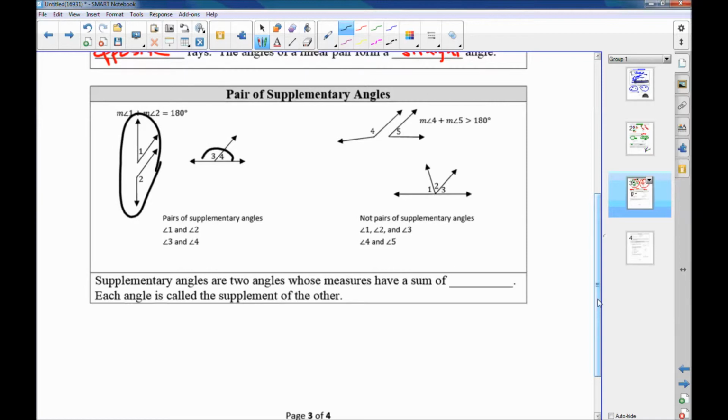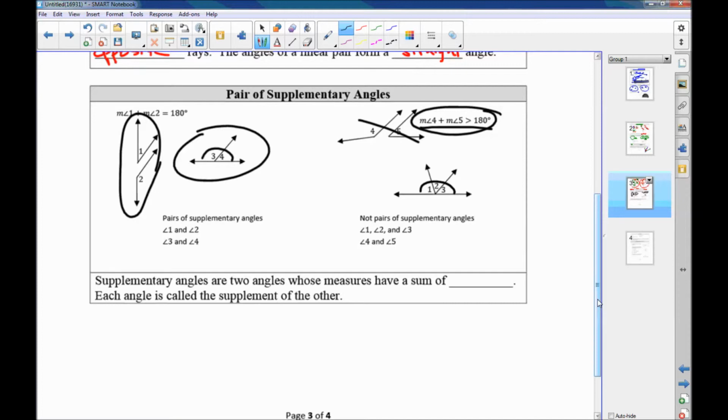3 and 4 also add up to 180 because they form a linear pair, or they make a straight angle with their non-common sides. Over here, 4 and 5 are greater than 180. 1, 2, and 3 are not supplementary angles, even though they add up to 180. And 4 and 5, of course, are not supplementary angles.